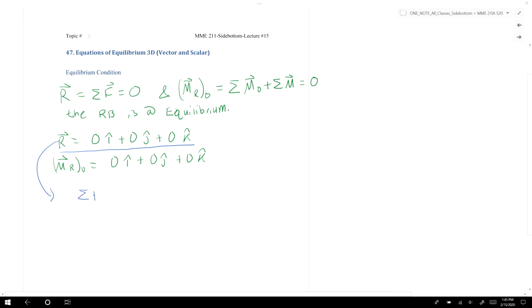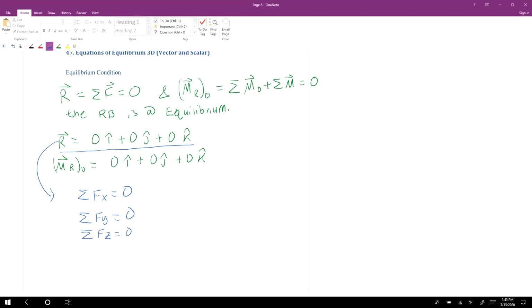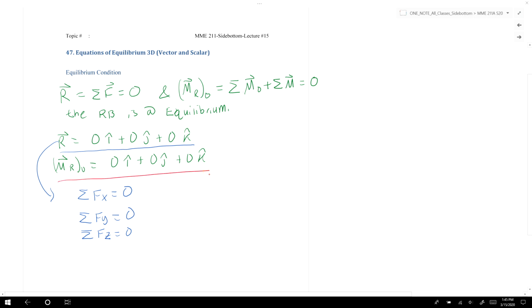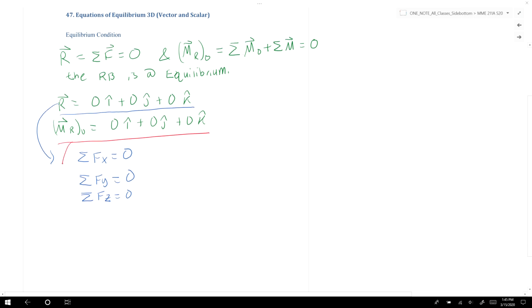For a body in equilibrium, the sum of all the x components applied to the system, due to all the forces in the system, must be 0. The sum of all the y components must be 0, and the sum of all the z components must be equal to 0. And then for our moment equation, we can also break that into three additional equations, which state that the sum of all the moments about the x-axis must be equal to 0, the sum of all the y moments must be equal to 0, and the sum of all the z moments must be equal to 0.